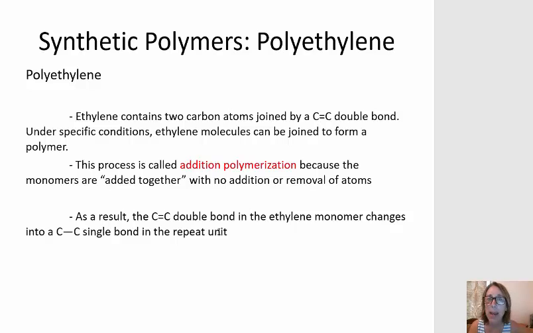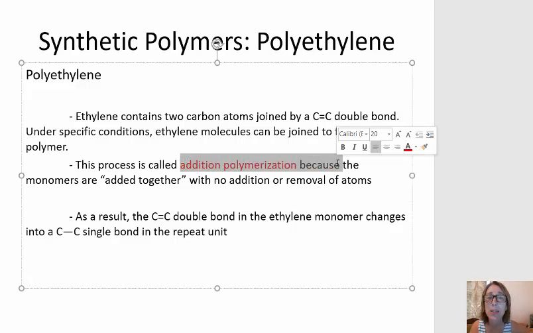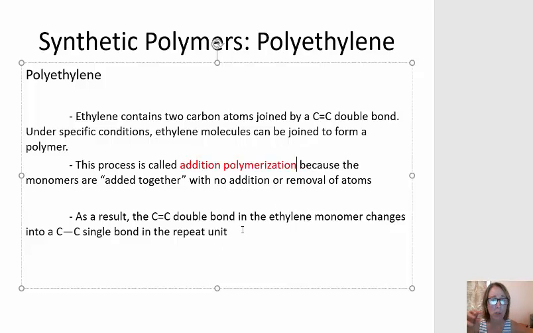So anytime we have a monomer or a molecule that has a double bond, it is possible to perform addition polymerization on it. And it's called addition because each molecule is added together. Basically what we need to translate that as is no atoms are taken away from the monomer and no atoms are added to the monomer. And that's going to be important when we try to identify the repeat unit.